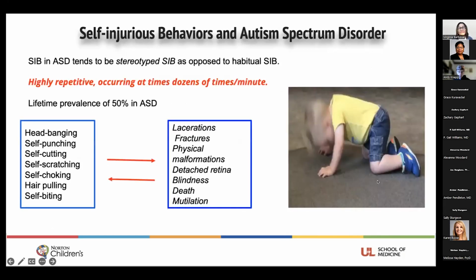A little pause in terms of self-injurious behavior. SIB in ASD tends to be stereotyped, different from the habitual SIB that we see in other psychiatric conditions. It's highly repetitive, highly stressful for the parents, and can occur multiple times in a minute. We typically have a prevalence of around 50%, and these self-injurious behaviors can lead to severe injury. You can have detached retina, blindness, or mutilation related to that.